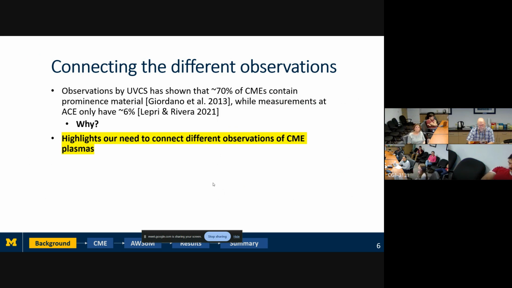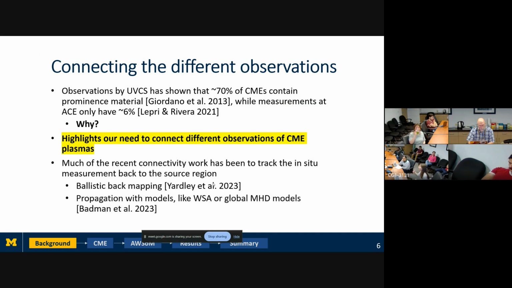So in my opinion, this really highlights our need to connect different types of observations of CME plasmas. And this is, I think, a very hot button topic at the moment. A lot of people have been doing this connectivity work to track in situ measurements back to source regions. We have ballistic back mapping, which the Yardley et al. 2023 paper showed with Solar Orbiter. We have these in situ observations of slow solar wind, and they went back to nearby an active region to see the upflowing regions, as well as models. We can propagate backwards and forwards from the solar corona with models like WSA or other global MHD models to really see what these source regions are.